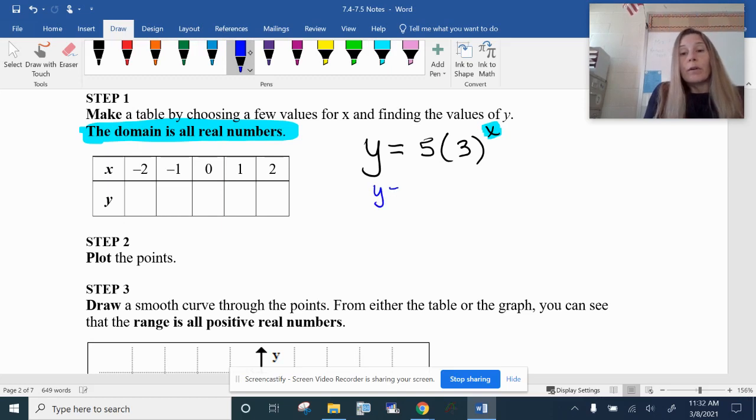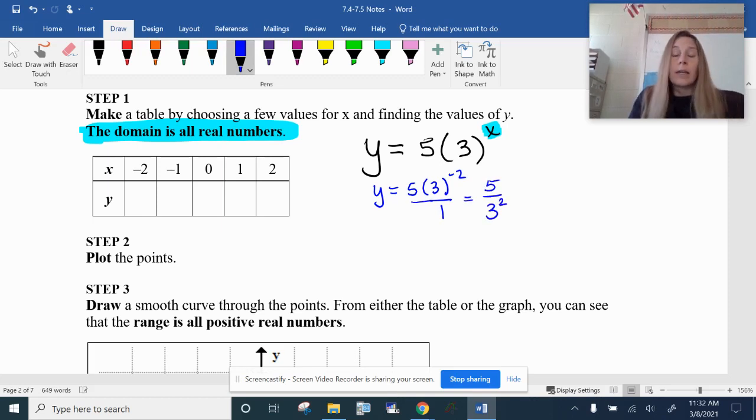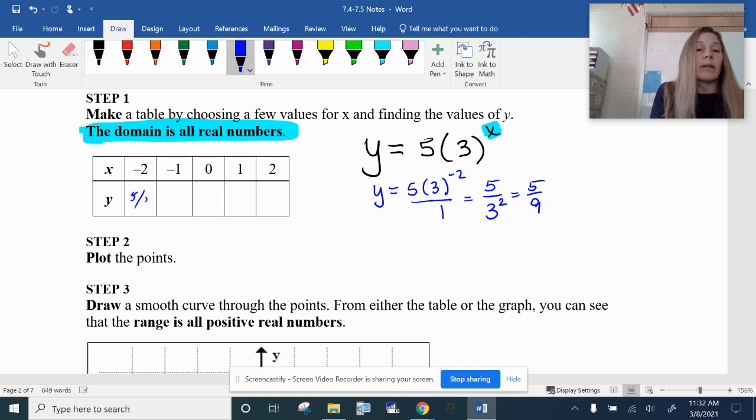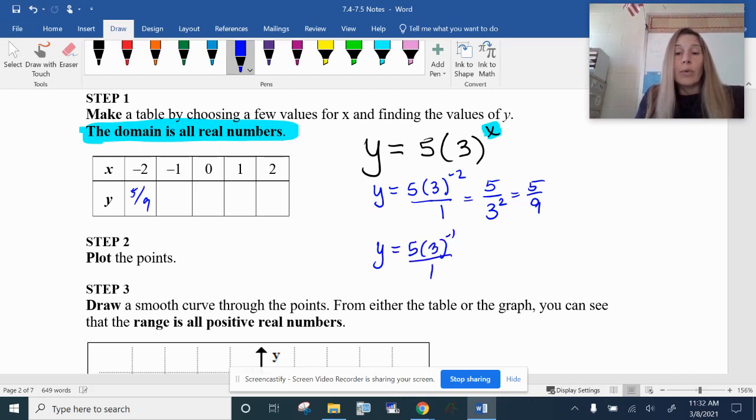So for this first one, I'm going to do 5 times 3 to the negative 2. Now if you remember our rules with negative exponents, anything that has a negative exponent will go to the opposite side. So this 3 to the negative 2 would go to the bottom, and that would make that 5/9. Of course, you could always do this on a calculator, but I'm going to choose to do it without. Now the next one, we're going to do negative 1. Same idea, we have that negative exponent, so I'm going to move my 3 down to the bottom, and now I'm simply at 5/3. That's a little bit hard to graph though because it's an improper fraction, so it would be 1 2/3.